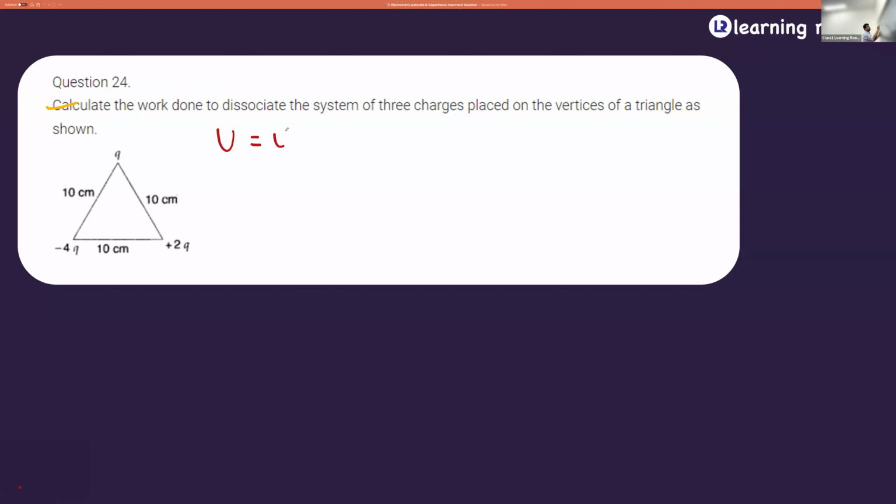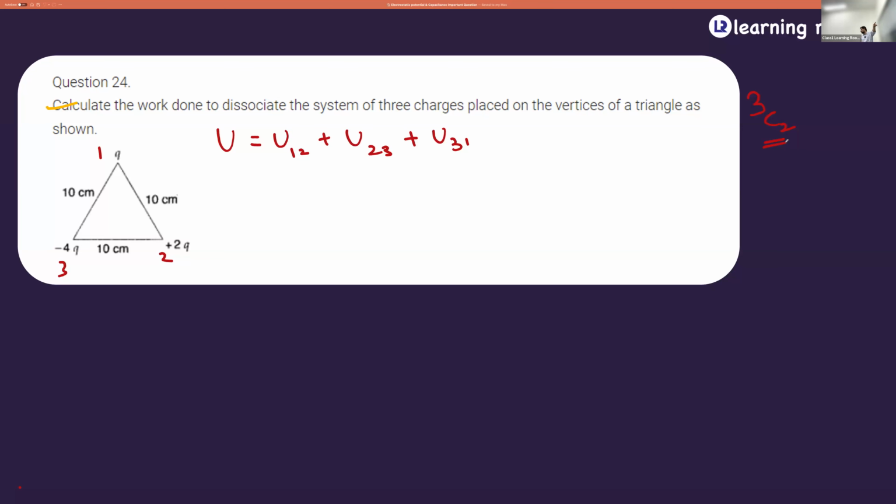So if I take this as 1, 2, 3, you get U is equal to U12 plus U23 plus U31. Basically it is 3C2. So the number of charges that are there, the combination of those charges taken 2 at a time. So why 2 is because you take 2 charges at a time. I think this I've given it to you.